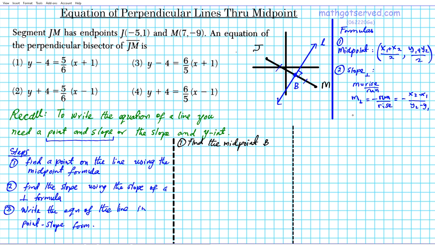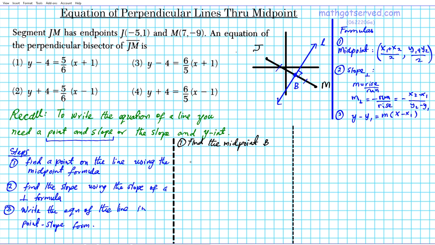All right? And then lastly, point slope form of the equation of a line. That's y minus y1 equals m times x minus x1. That's what we're going to use for step 3. Bam. All right, so we're good to go.